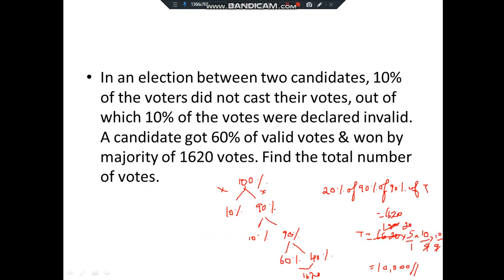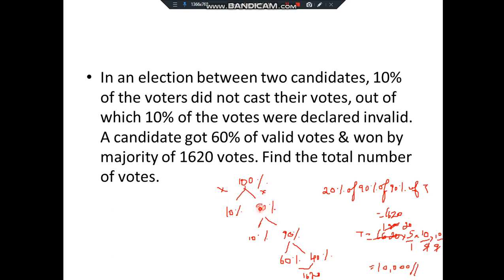Okay. See, in an election between two candidates, 10% of voters did not cast their votes, okay? Out of which 10% of the votes were declared invalid. A candidate got 60% of valid votes and won by a majority of 1620 votes. Find the total number of votes, okay? We have to find the total number. Now, see, the base is 100%, which is T, okay? In that, 10% did not vote. So how many voted? 90% voted.